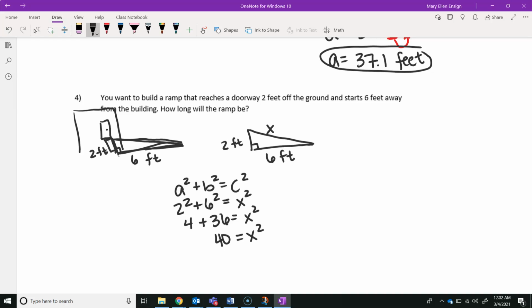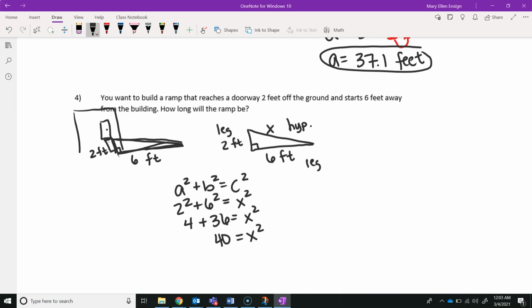So the length of the ramp is going to be where the x is over here on this little triangle. I just pulled the triangle out. So I labeled everything, and then we noticed that there's an x over here on the hypotenuse this time, right? And these are the legs. Okay, so 2 and 6 are going to be a and b. They can be in either order.